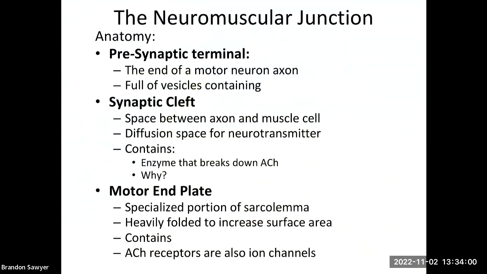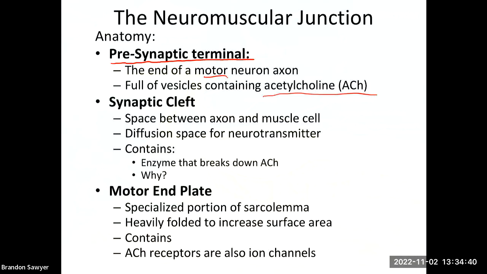When we look at the neuromuscular junction, it really contains three different components. First is the synaptic terminal, which is the end of the motor neuron axon. This has a bunch of vesicles, which are like little miniature double-membrane cells that contain a bunch of acetylcholine. Acetylcholine is the neurotransmitter that the motor neuron releases into the space between the neuron and the muscle cell.